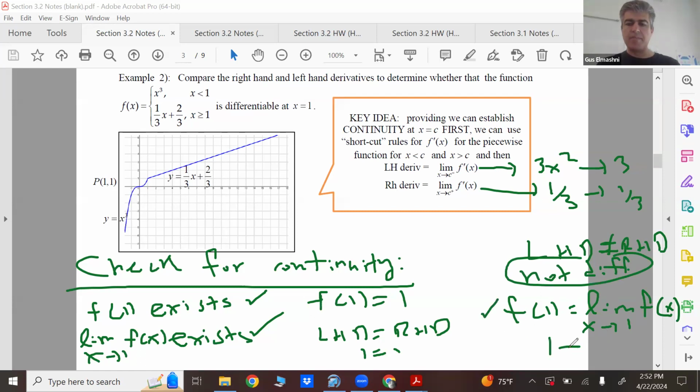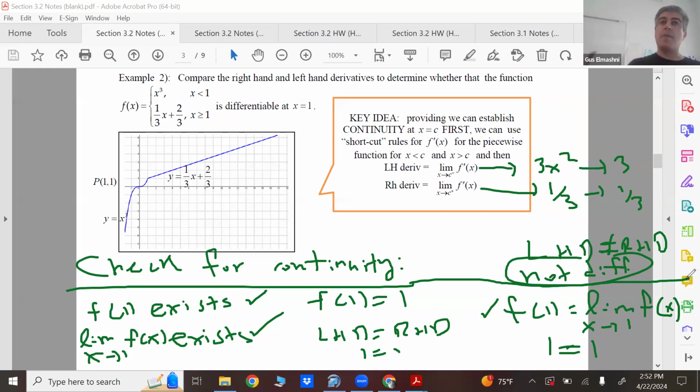Exactly. So all three conditions worked for continuity, so we're fine. But the LHD and RHD are totally different. The LHD was 3x squared, plug in 1 to get 3. Hold on, Carl. And then the RHD is 1/3 because you just take the slope of that line. They're not the same. Carl, go ahead.